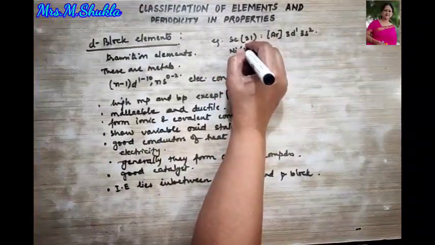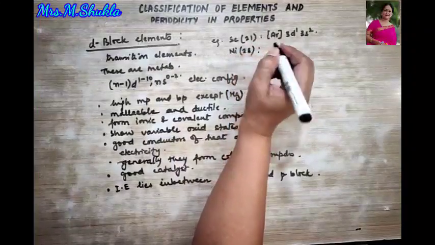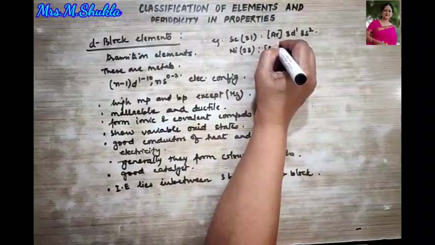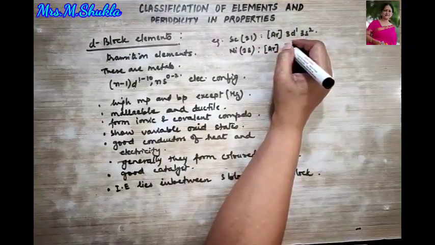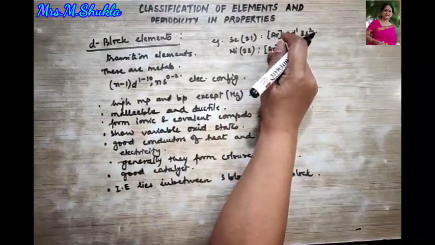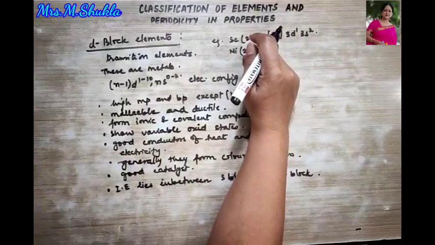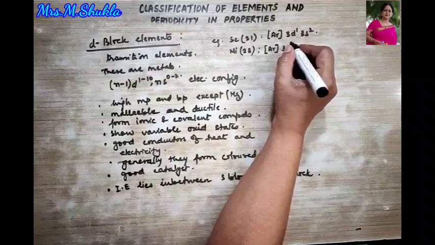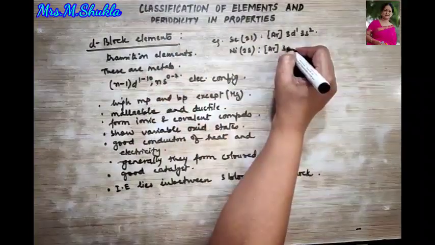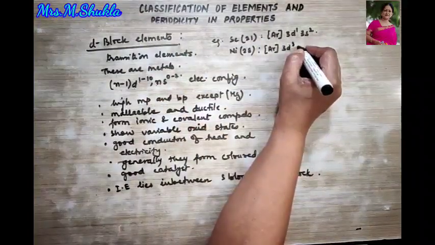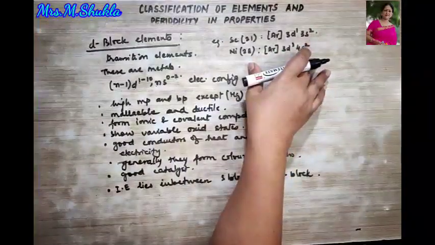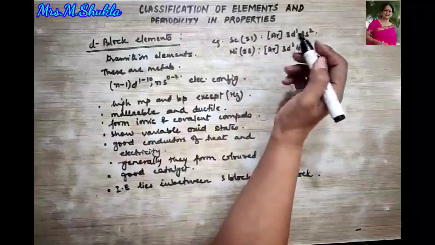Then nickel, whose atomic number is 28. Let's configure nickel. We have argon, which is 18, finished. How much is left? 10 still left. So how are we going to write? 3D will come first, 3D8 4S2. This will be the configuration of nickel.